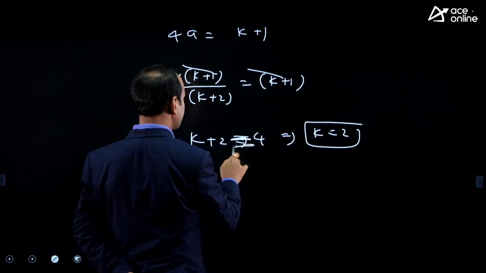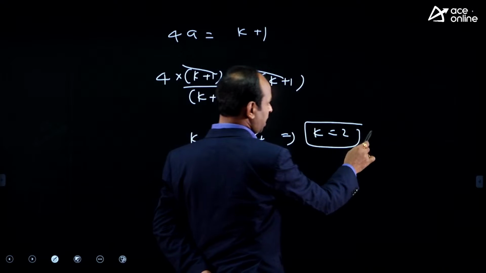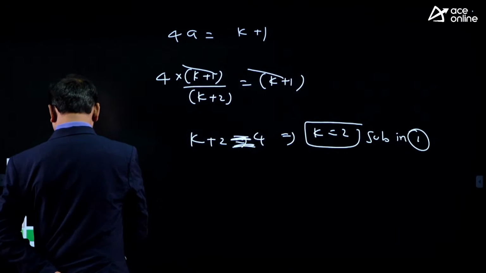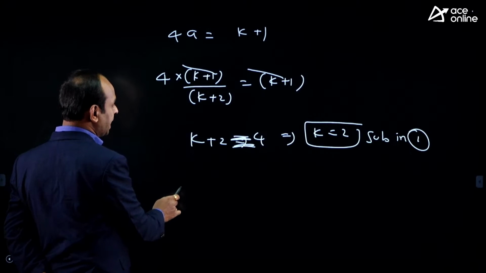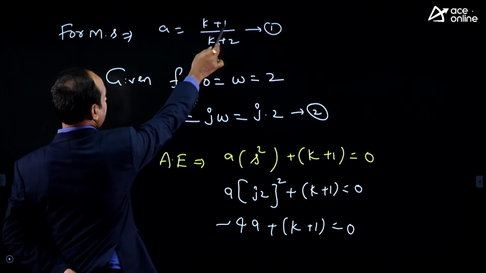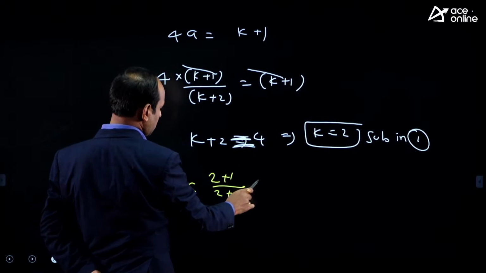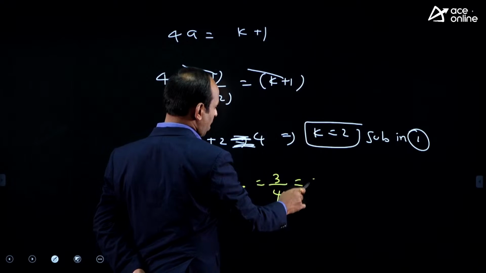Now substitute k equal to 2 in equation number 1. So what is the answer we get? a equals (k plus 1) by (k plus 2), so (2 plus 1) by (2 plus 2). We get 3 by 4, that is nothing but 0.75.